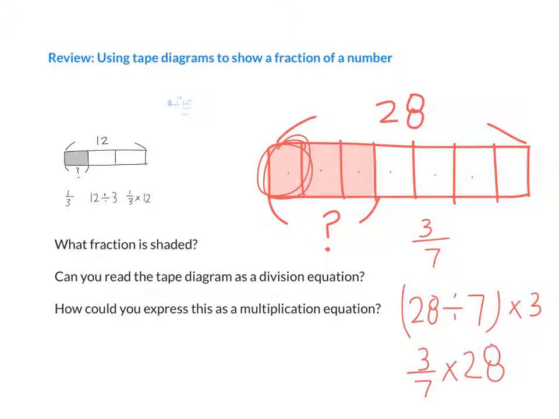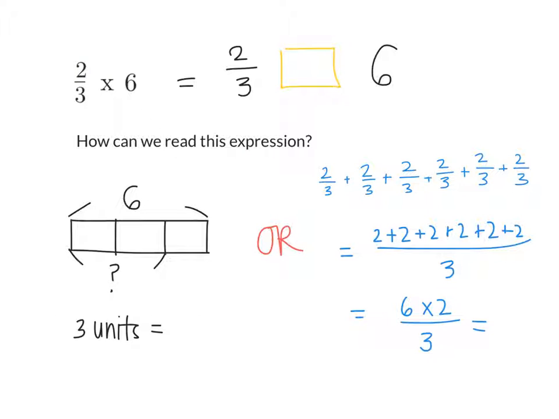So once again, we can see that tape diagrams are very powerful. This tape diagram in red could represent the fraction 3/7. It could represent 28 divided by 7, which would give us 1 unit, right? And then multiplied by 3 to find the shaded area. Or we could write it as a multiplication equation, 3/7 times 28. When we see this multiplication equation, 2/3 times 6, how can we read that expression? We can say it's 2/3 of 6. Do you agree? Go ahead and write that down.